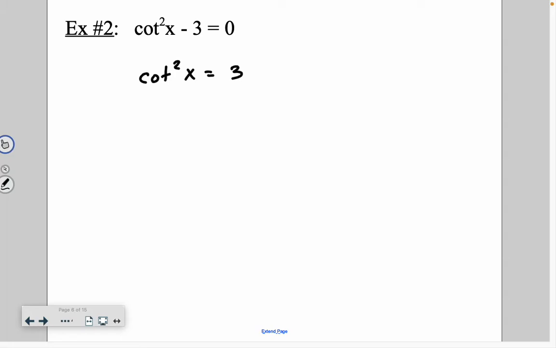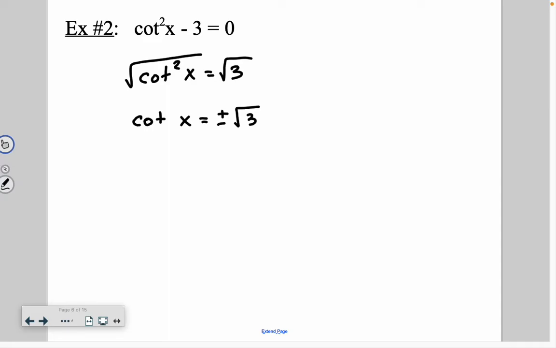Now what? What would we do next? Now we take the square root. I don't want cotangent squared. I want cotangent. Okay? So now we take the square root of both sides. So we have the cotangent of x. One quick heads up, whenever you take the square root in an equation, what do you always have to have? Plus or minus. Don't forget, when you take the square root of both sides, there's more than one possible answer. Plus or minus the square root of 3.